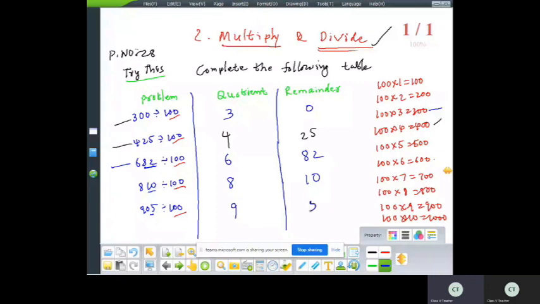The remainder is 5. Okay, students, we complete this box. Try this box, that is page number 28. Do this box under homework. Write the quotient and remainder for every problem. Remaining problems we discuss in tomorrow's class.